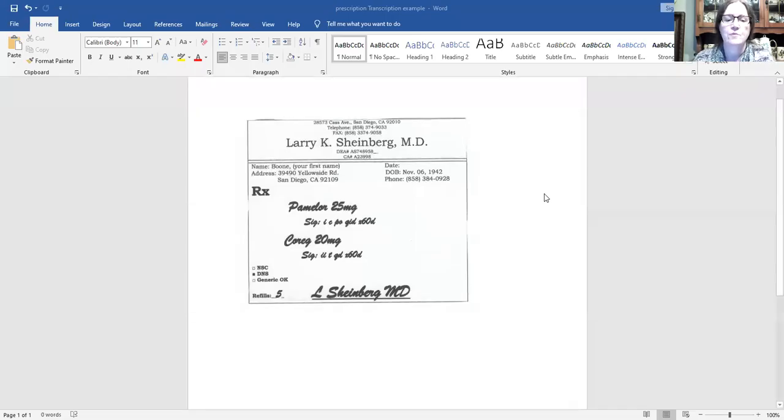Hi, today we're going to look at prescription transcription, or transcribing a prescription exercise. So you're going to be handed a prescription. It has all kinds of information on it. And to transcribe it, it could mean a couple different things.